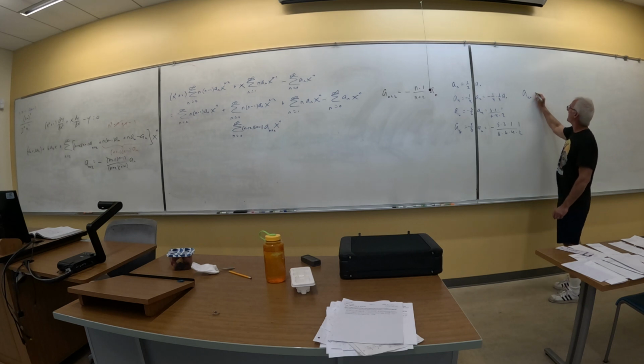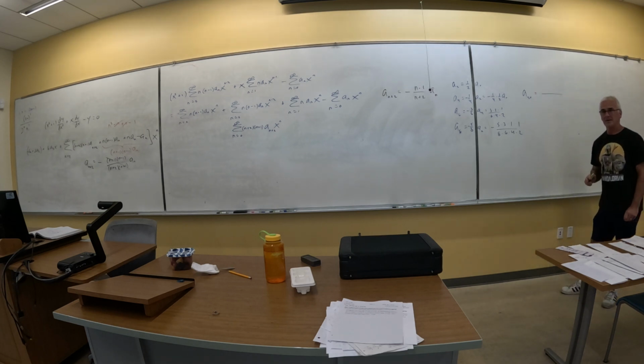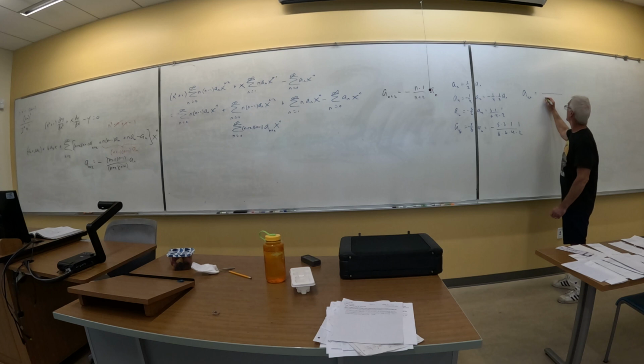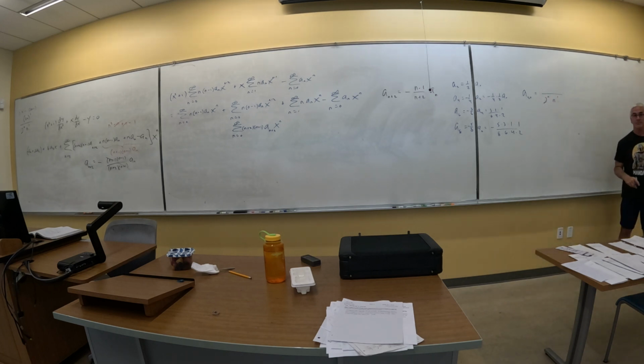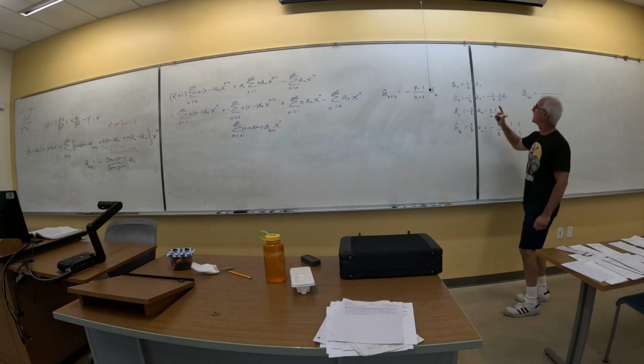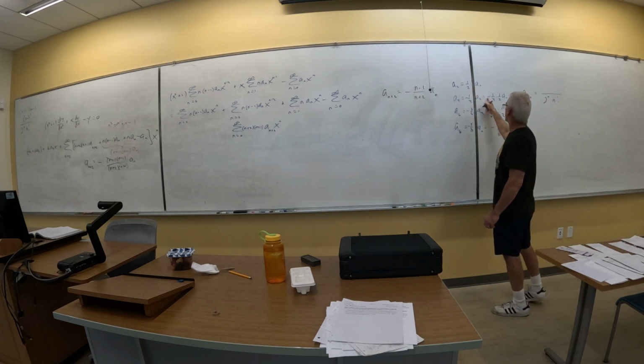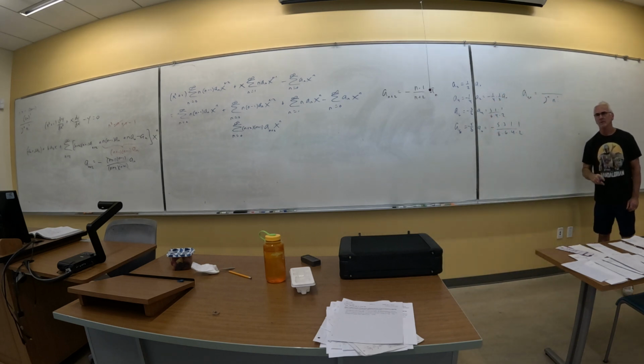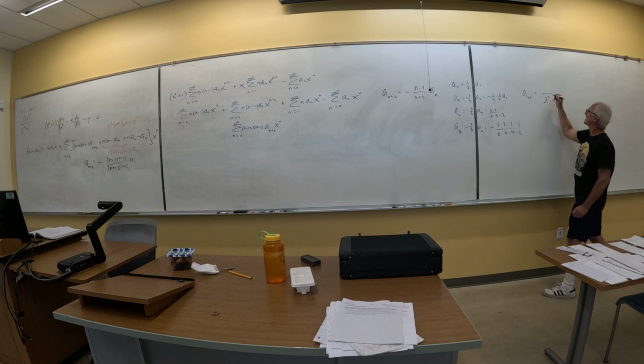Well, my bottom is what? Oh, I think I erased that one. 2 times n factorial. This is the product of the first 2n positive integers, which was what? 2 to the n factorial. Positive, negative, positive, negative. Negative 1 to the n to that. Is it negative 1 to the n?